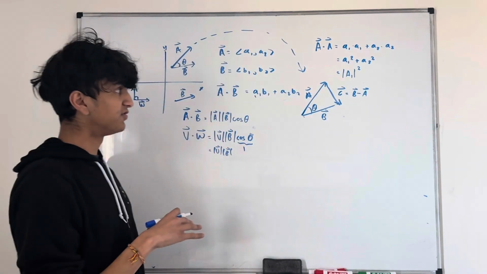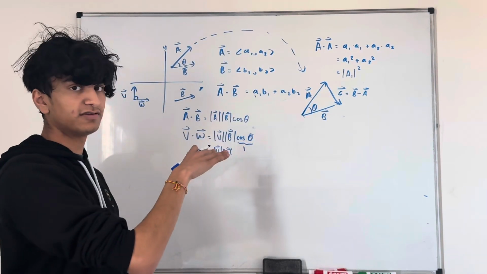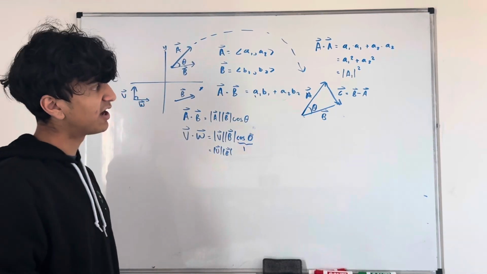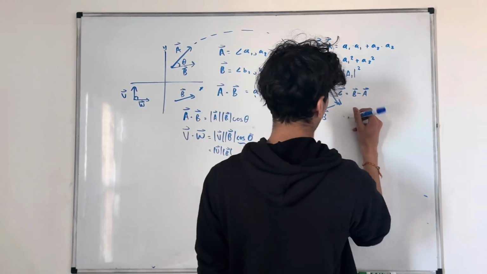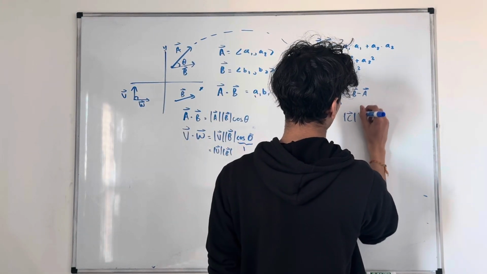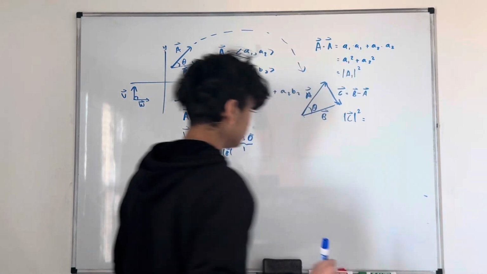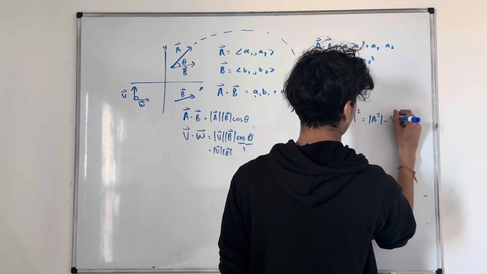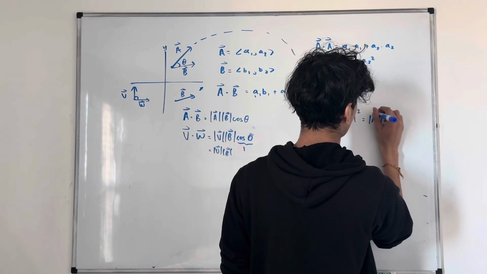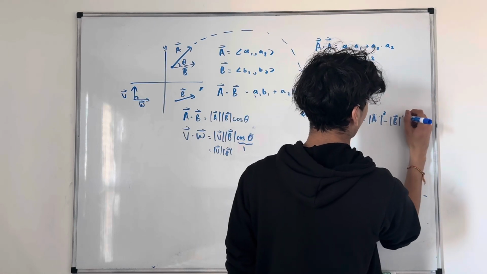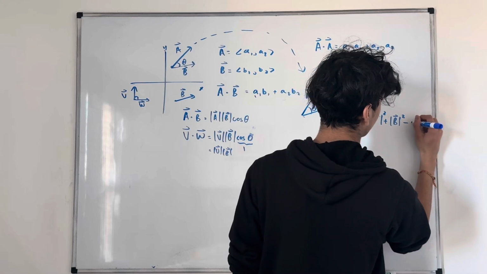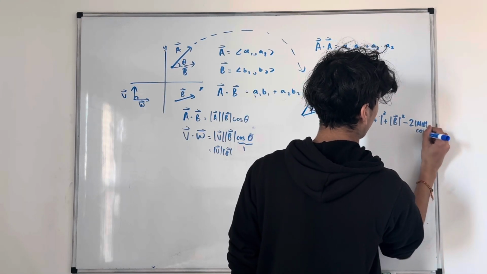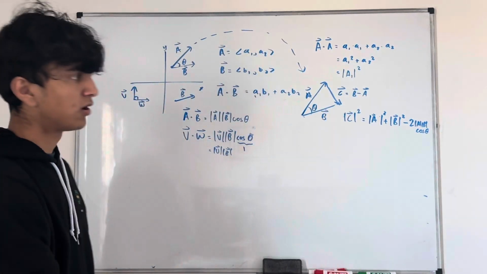Well, let's use the law of cosines to get somewhere with this. The law of cosines tells us that the magnitude of C squared is going to equal the magnitude of A squared plus the magnitude of B squared, minus 2 times the magnitudes times cosine theta. I ran out of space there. That's the law of cosines.